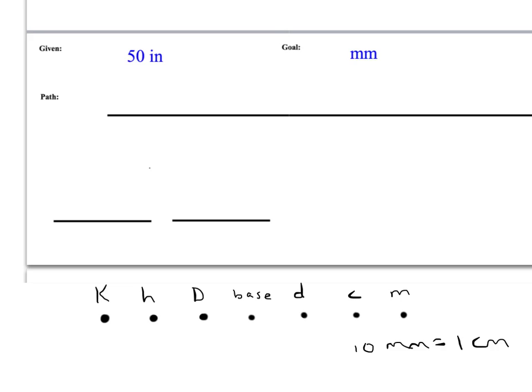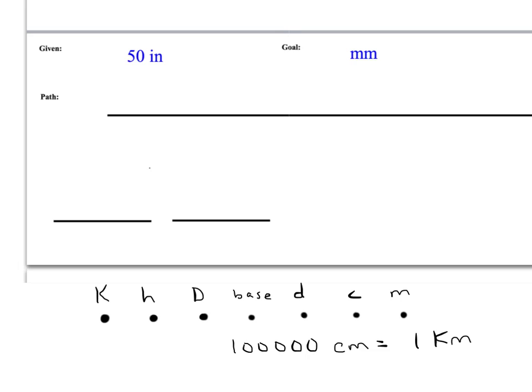What if I want to know how many centimeters are in a kilometer? Well, let's count the spaces. 1, 2, 3, 4, 5. What that means is there's a 1 with 5 zeros, 1, 2, 3, 4, 5. That many centimeters is going to be equal to 1 kilometer. So I can use that conversion in my dimensional analysis problem.